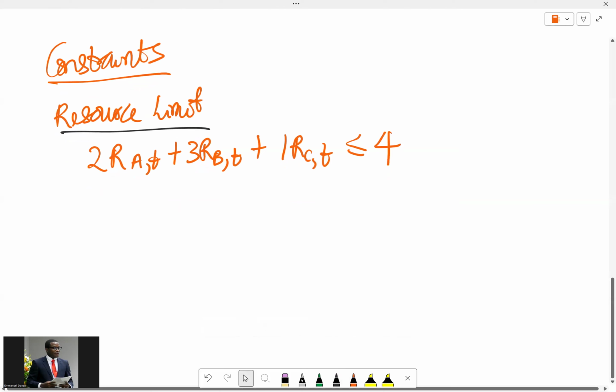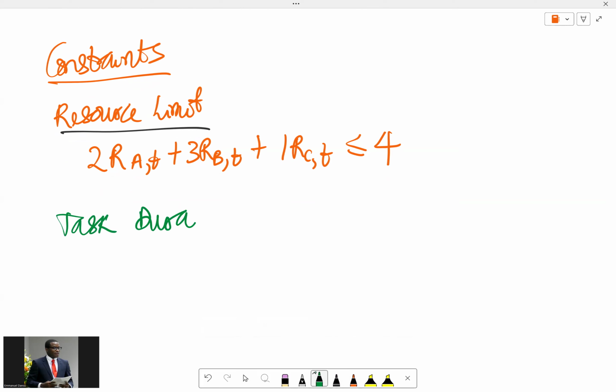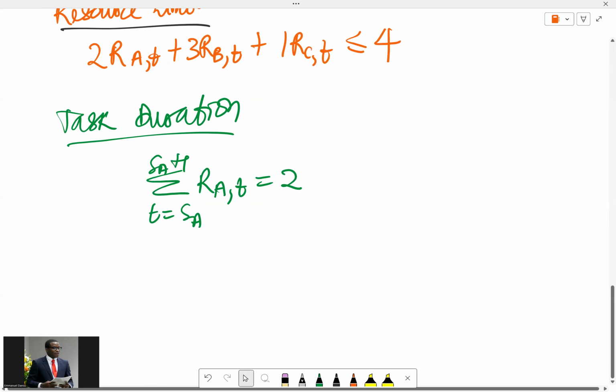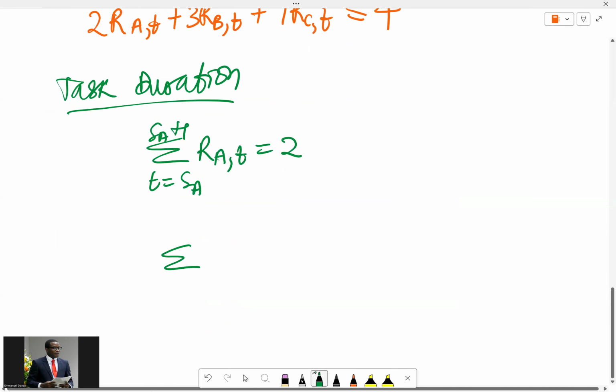Then we also have a constraint on task duration. For each task, ensure the task is executed for its entire duration. For example, for task A, the summation of RA,t for t equals SA up to SA plus 1 should be equal to 2, because it takes 2 days.